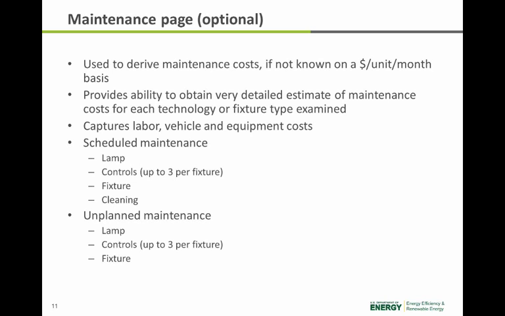There's a scheduled maintenance section on the maintenance page. This is where you typically handle scheduled group relamping. In this section, you can handle lamp costs, control costs, fixture costs, and then cleaning costs. And the unplanned maintenance section is basically a parallel of that, other than it doesn't have cleaning. I think you can correctly presume you wouldn't do any unplanned cleaning.